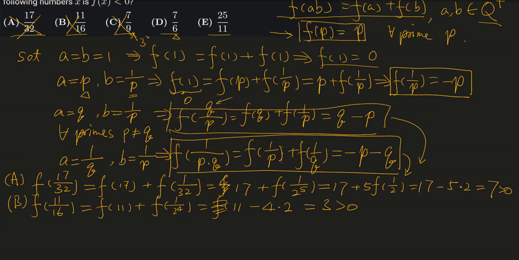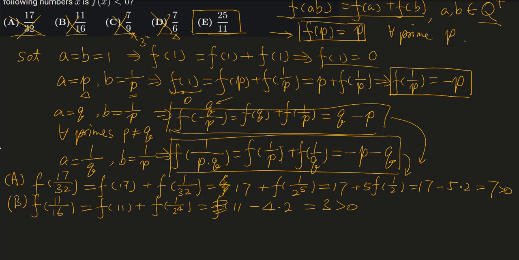And the same thing for D. D basically equals f of 7 minus f of 2 minus f of 3, because 6 can be factorized as 2 times 3. Therefore, this equals 7 minus 2 minus 3. That's 2, still greater than 0. Therefore, we should be able to conclude that E is our choice.